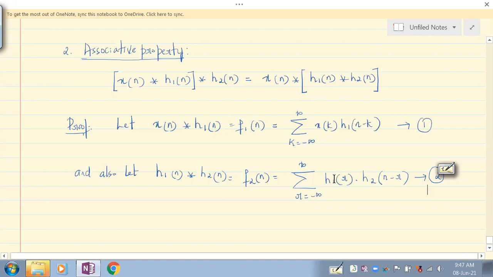Is that okay with you? Now what we should do, you see. Fine. Now consider the LHS, that is equal to x of n convolution h1 of n, then this convolved with h2 of n.